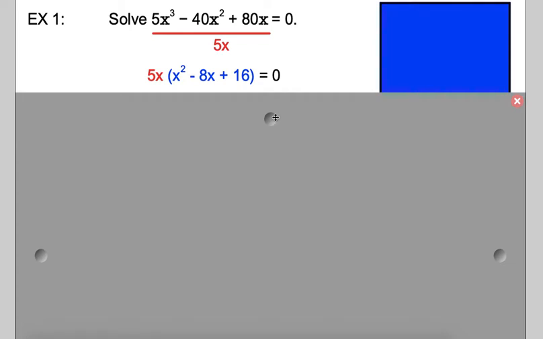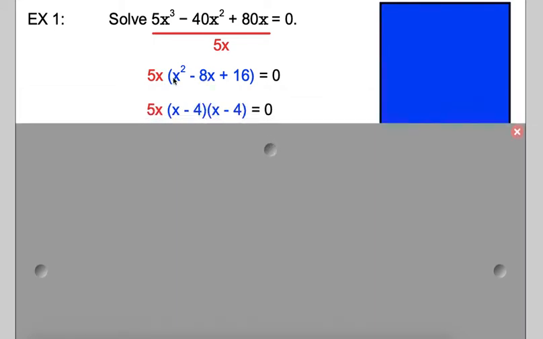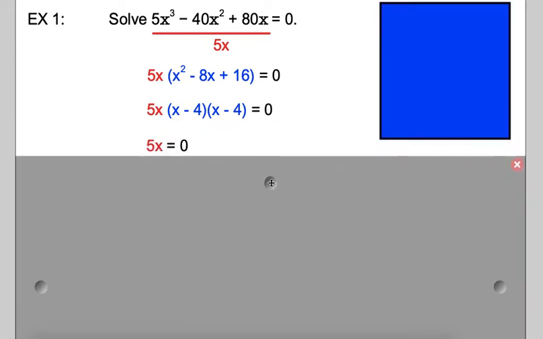Now, we're not quite done factoring. Remember that when you're solving, it does have to equal 0 before you start. So I factored x squared minus 8x plus 16, which breaks down to x minus 4 and x minus 4. If you remember back to when we were solving by factoring, all you do is set each factor equal to 0 and solve.